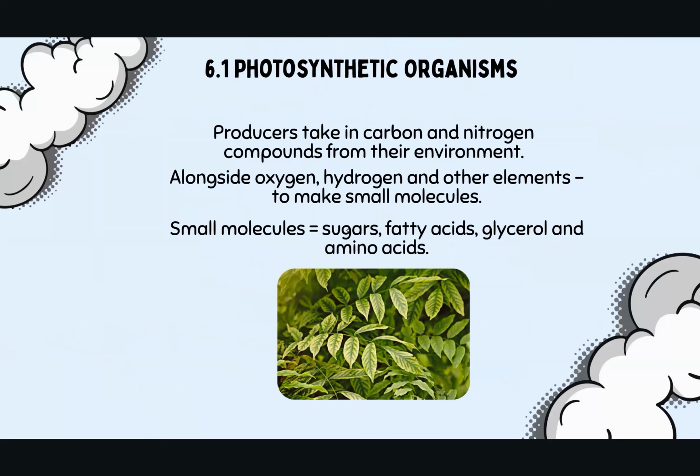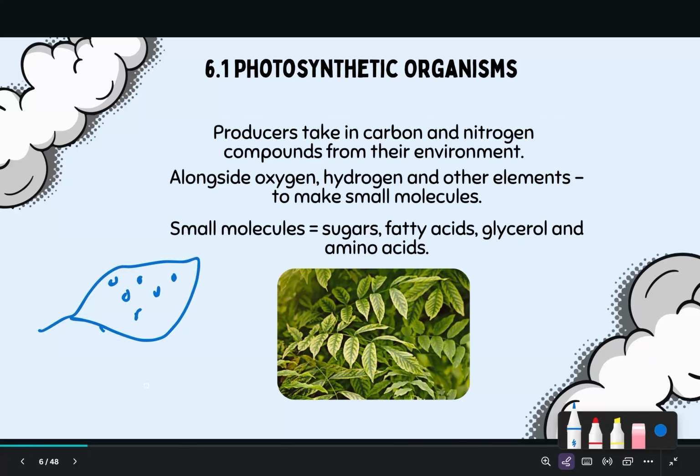So, 6.1, photosynthetic organisms. Producers taking carbon and nitrogen compounds from the environment. Now, usually carbon comes in the form of carbon dioxide, and it comes through the stomata, which are tiny gaps, tiny holes at the bottom of the leaf. So if this was the underside of the leaf, you see these tiny little holes. If you use the microscope, they are stomata, and the carbon dioxide diffuses in through the stomata.